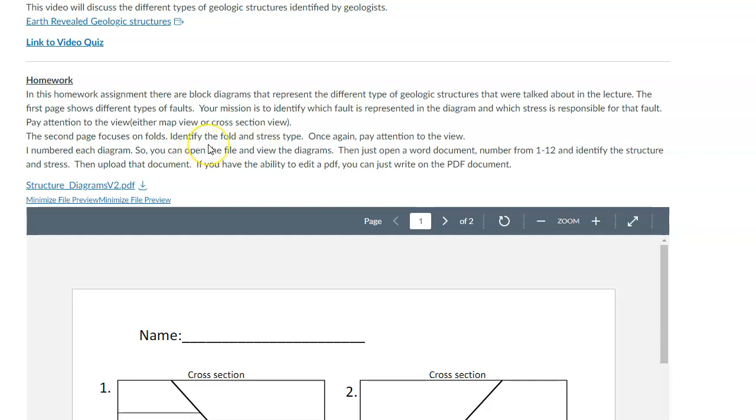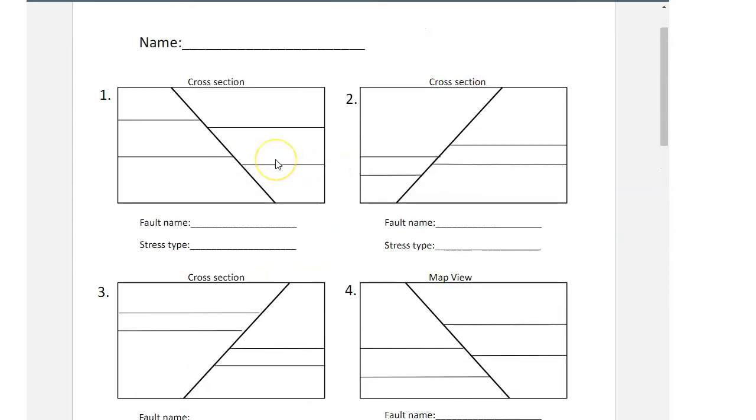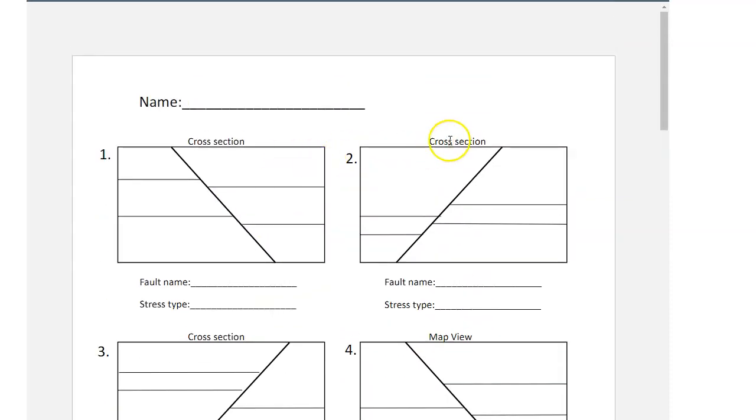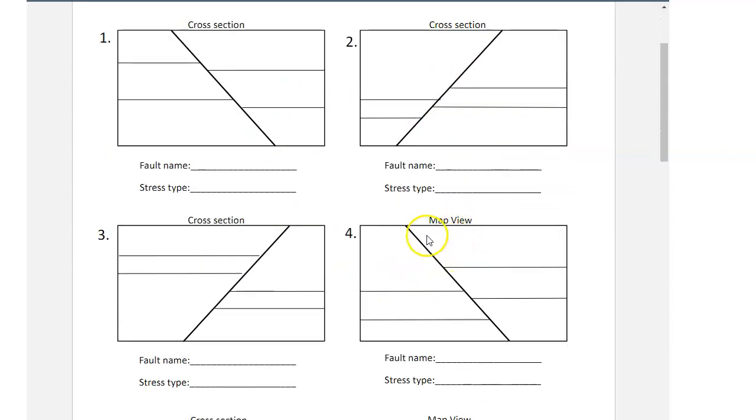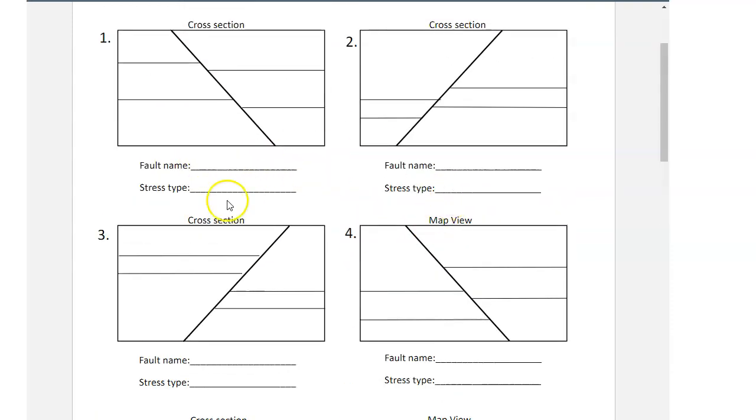And then finally, for the homework, I'm going to have you look at these block diagrams. Because you've learned all this cool information, I want you to be able to identify the proper fault name. If you read the instructions, there are three fault names we're looking for: it's a reverse, a normal, or a strike slip, and each has a specific stress type associated with it. Make sure you are aware of the view. A cross-section view is a side view. A map view is looking down on the earth. It matters when you're identifying fault types. So go ahead and work your way through here and answer that.